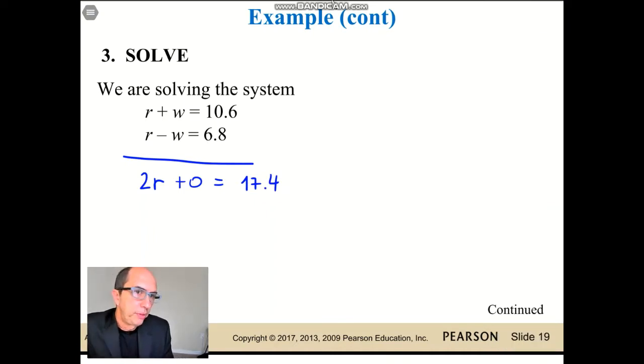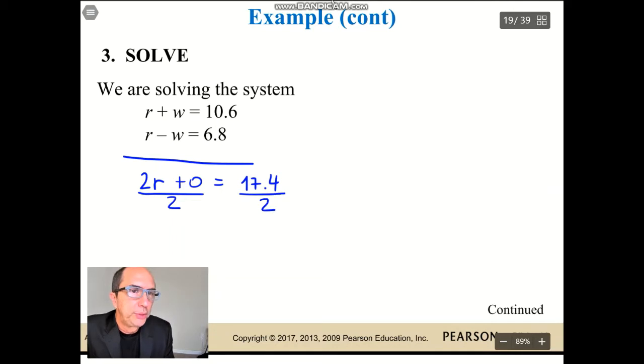Next step, we have 2R equals 17.4. Multiplication property, divide both sides by 2. Then, as a result, we're going to get R equals 8.7.